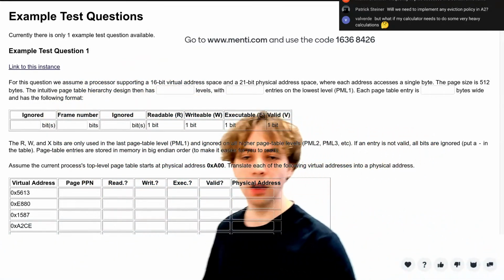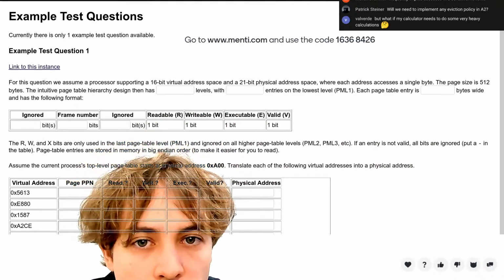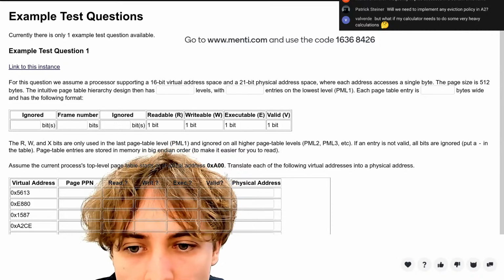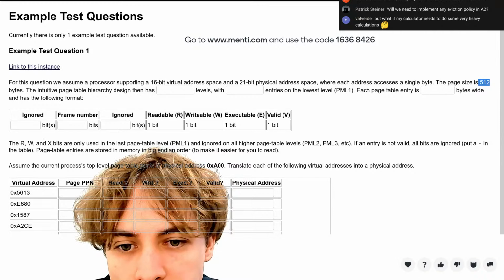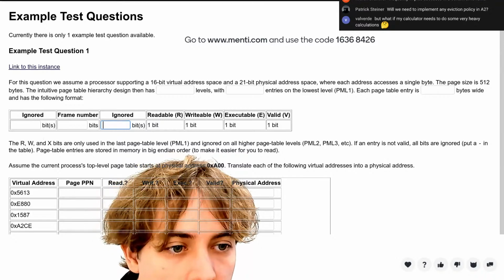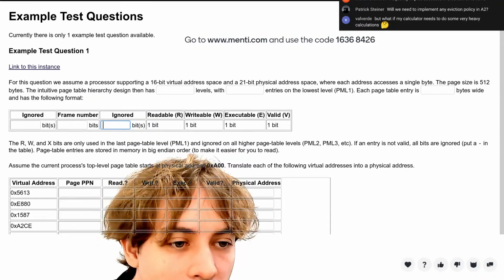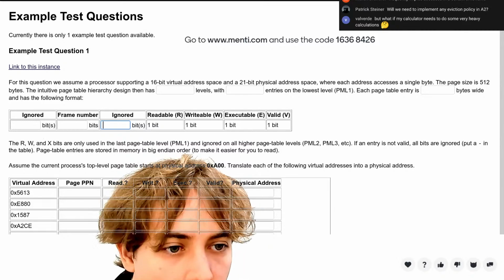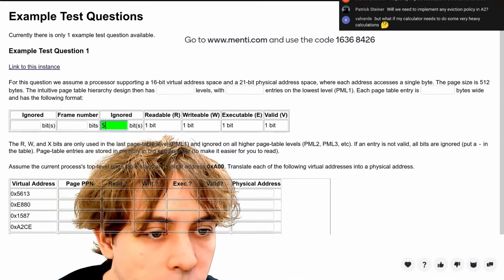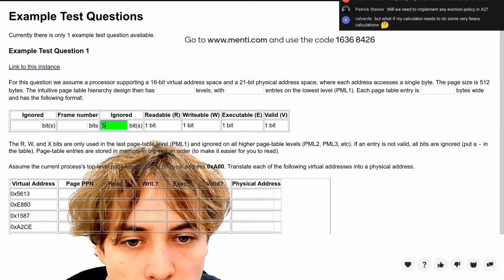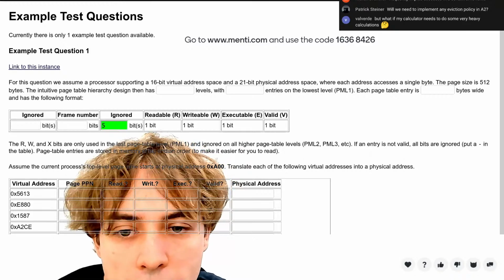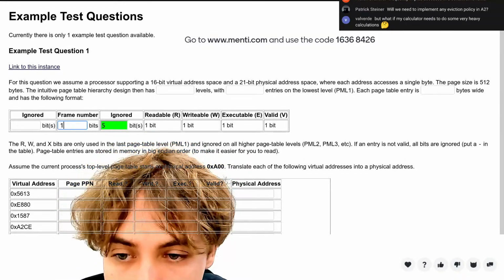Okay, so what do we have here? I will directly enter some of these things on the web directly. We have a 512 bytes page size. 512 bytes, that's 2 to the 9. So we need 5 ignored bits plus 4 bits, which is 9 bits for the page offset, to be able to index every byte of these 512 bytes. Then the frame number: we have a 21-bit physical address, and we already have 9 bits for the offset, so 21 minus 9 would make 12.